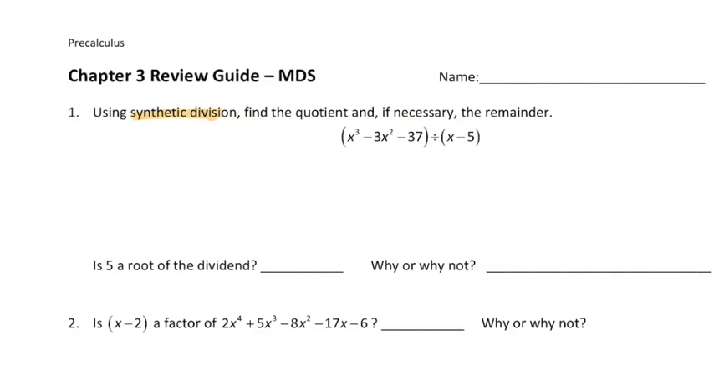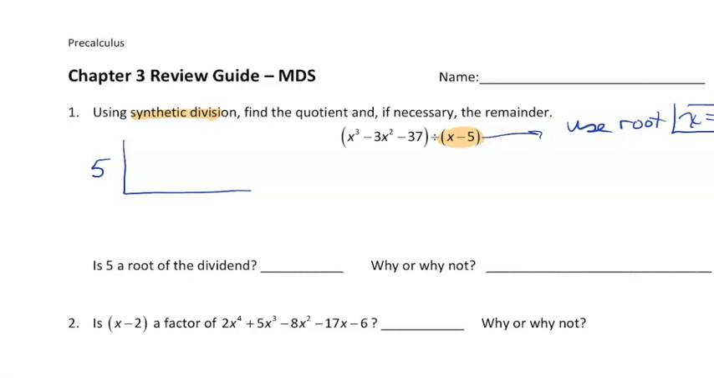So a couple of things you want to be aware of. You're dividing by this factor, so that means that we're going to use the root, which is x equals 5. Okay, so that's number one thing. Always use your root. Here comes the root, and now I'm going to set up my division.